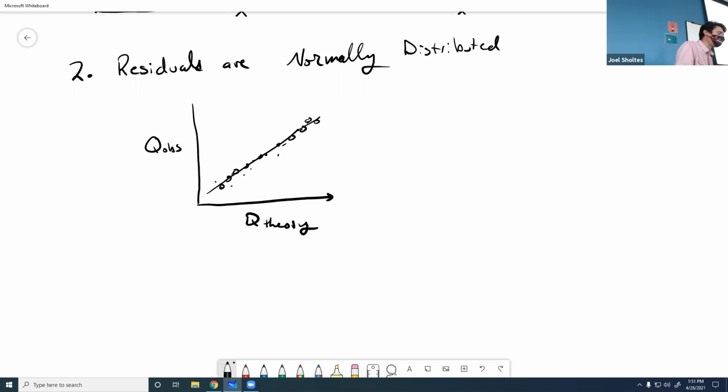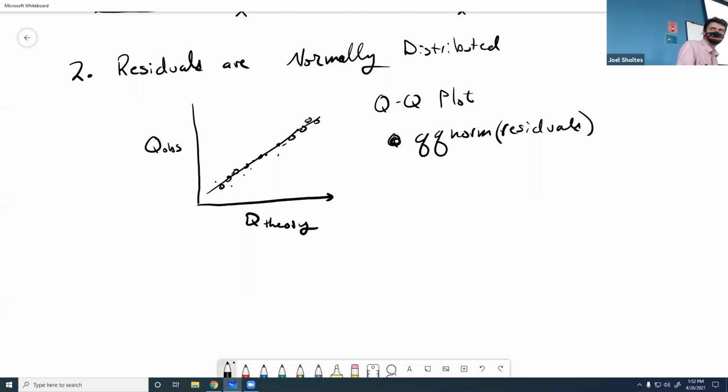You can do a QQ plot for your residuals. And so this is called a QQ plot. And in R, you would just do qqnorm, whatever object your residuals are stored in. So you can extract your residuals from the linear regression, and we'll look at this, plug them into qqnorm, and it'll create a plot for you. That'll give you a good idea if you're normally distributed or not.